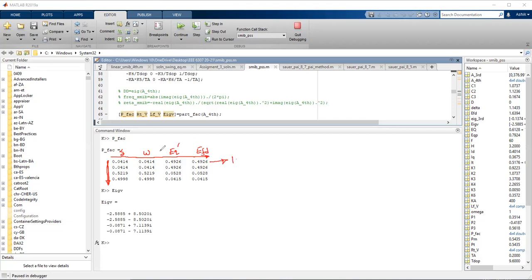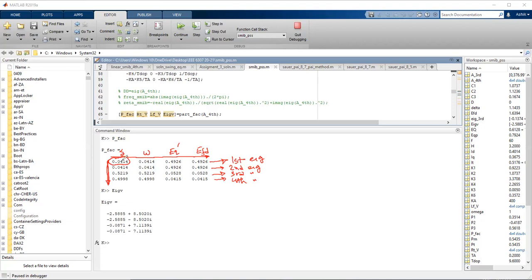This line belongs to the first eigenvalue. This line belongs to the second eigenvalue. This line, the third eigenvalue. And this line, the fourth eigenvalue. So you see there is a link. How much link is there between the first state and the first eigenvalue? This value denotes that.